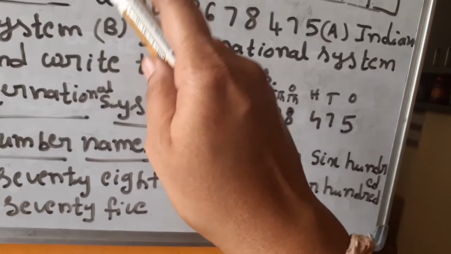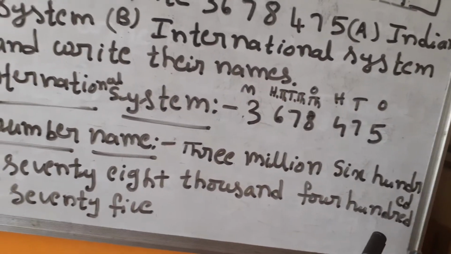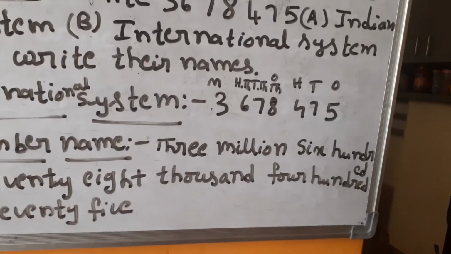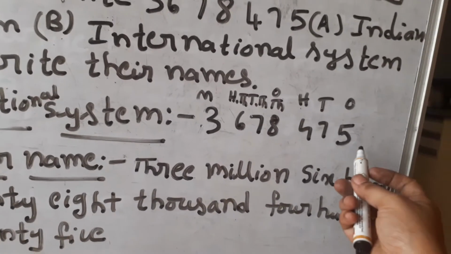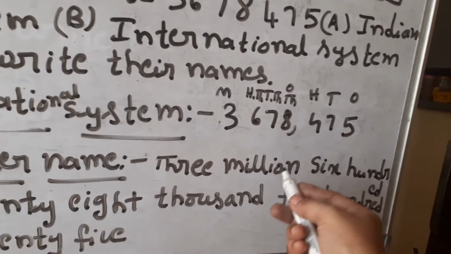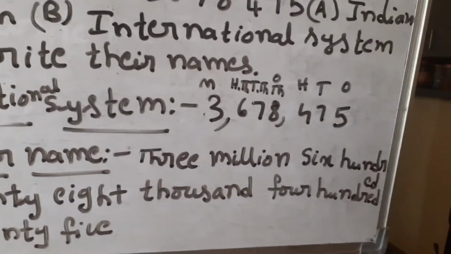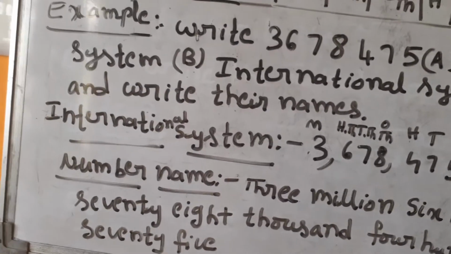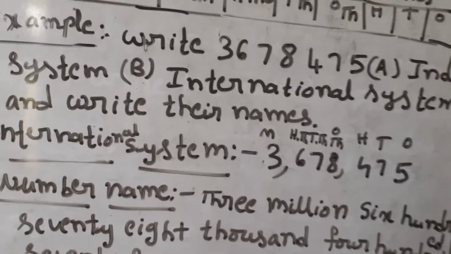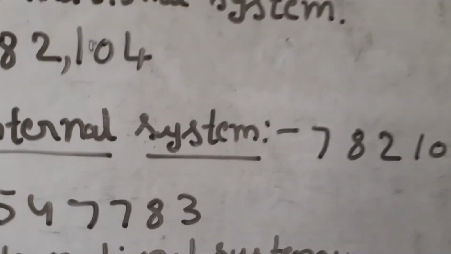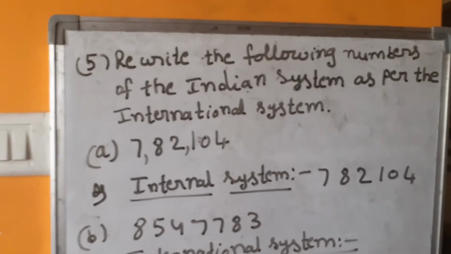Exercise 4th main is the same as the model. We have to make the international and Indian number systems, write their names also, and put commas also. After the last 3 digits, first we have to put 1 comma, next after 3 digits again 1 more comma. That one also we have to do as homework. Next problem.